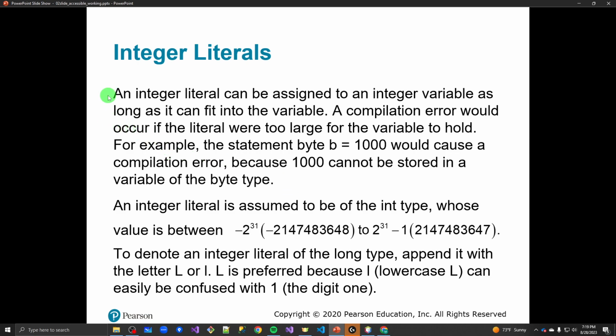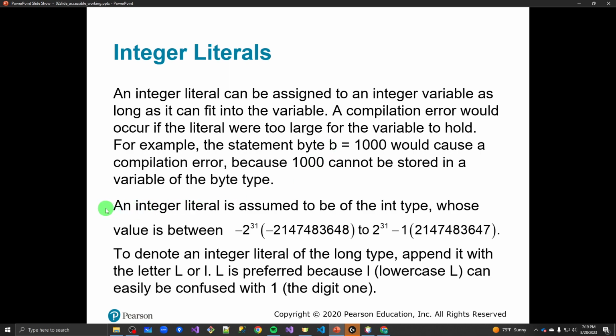So an integer literal can be assigned to an integer variable as long as it can fit in the variable. So if my number was too big, it might not fit into a byte, or it might not fit into an int if it was gigantic. Okay, and if it's too large, you get a compilation error. It doesn't happen very often because ints can hold some pretty big numbers. So if I tried to assign 1,000 to a byte, we'd have a problem because remember, bytes don't go that big.